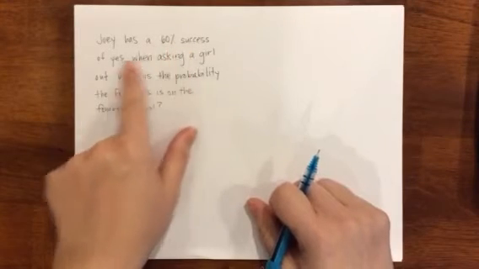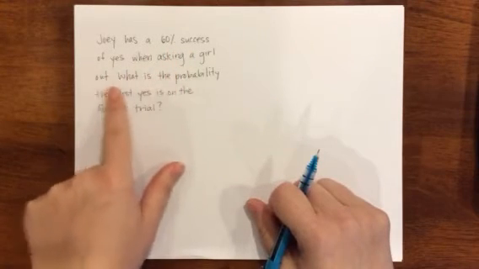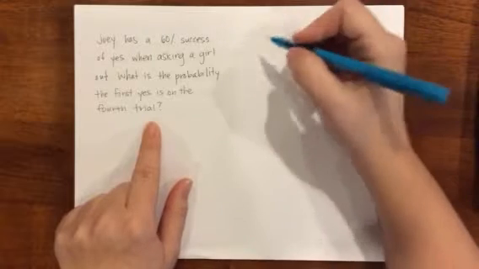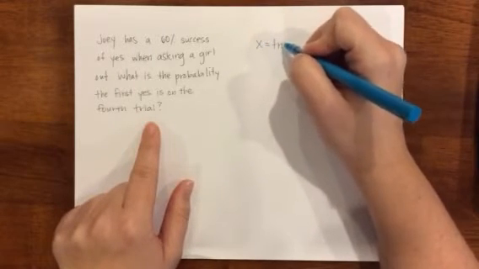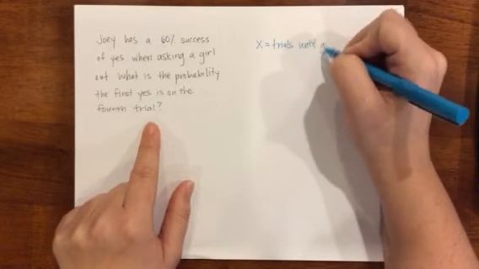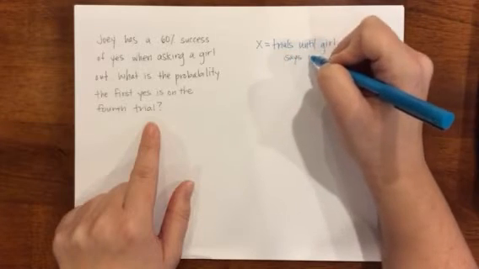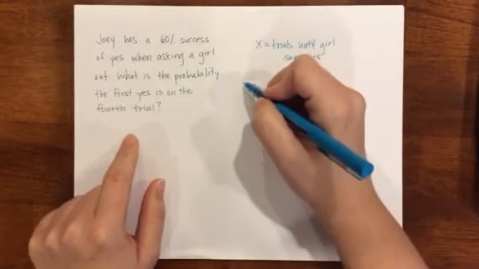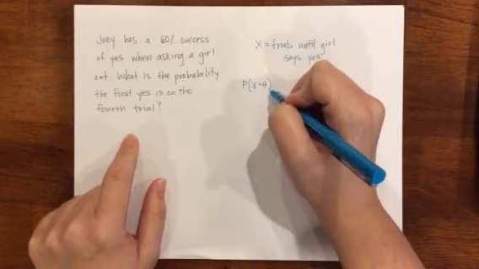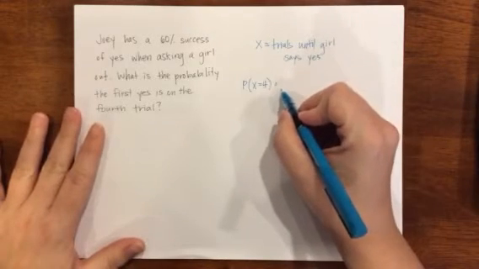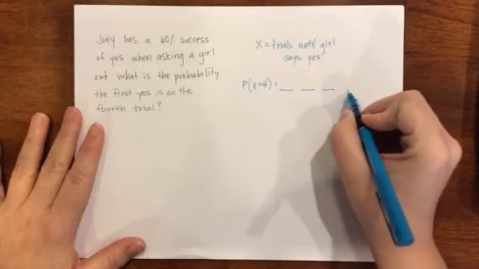So we said that he's got a 60% success rate of yes when asking a girl out. What's the probability that the first yes is on the 4th trial? All right, so let's go ahead and define X as trials or attempts, whatever you want to call it, until the girl says yes. In this case, you want the yes to happen on the 4th try. There is a formula, and I gave it to you in class, but I think this makes a lot more sense using logic. So, 1, 2, 3, 4.